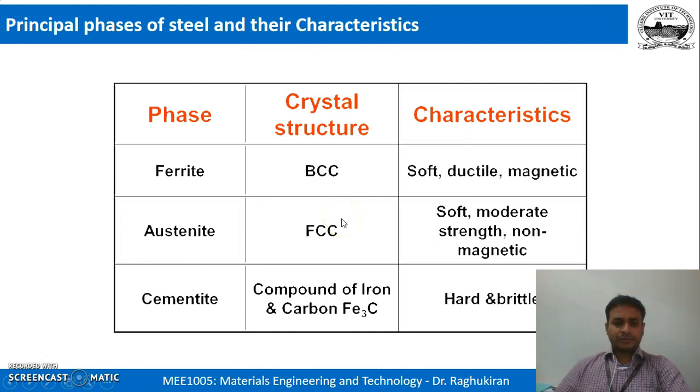Just for comparison, ferrite is soft, ductile and magnetic, austenite is soft, of moderate strength and non-magnetic. But cementite is hard and brittle because it is a compound, it is a carbide after all, right?